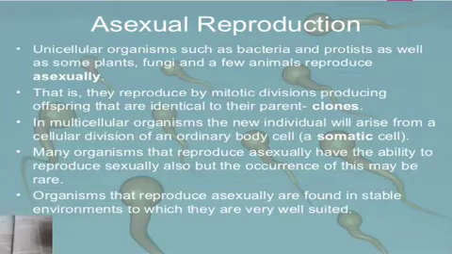that means clones. In a multicellular organism, the new individual will arise from a cellular division of an ordinary body cell, that means a somatic cell. Many organisms that reproduce asexually have the ability to reproduce sexually also, but the occurrence of this may be rare.